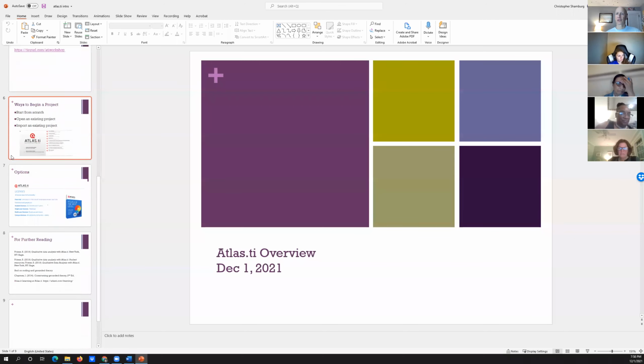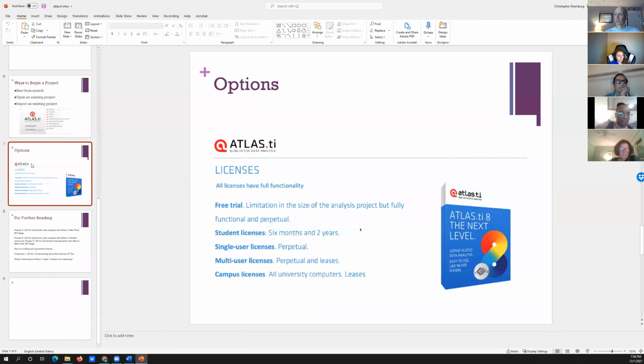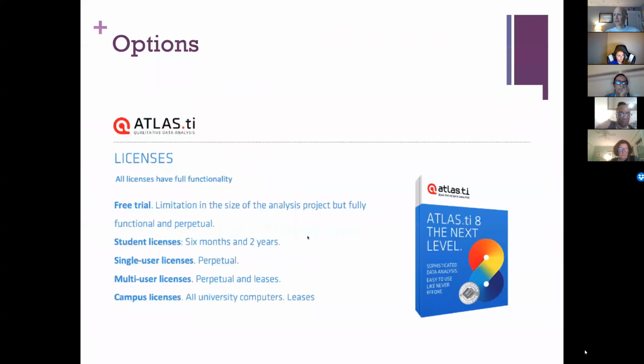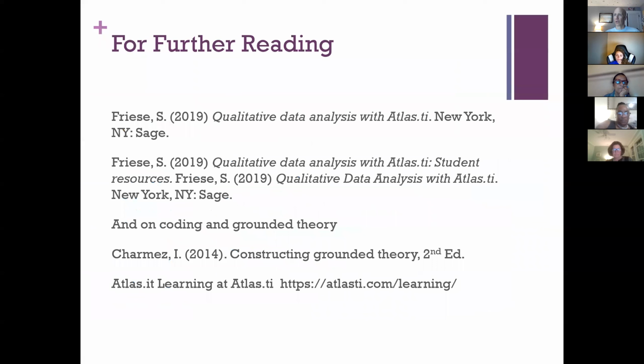A couple other things I wanted to go over. There are different ways to get a license. You can get a 6-month student license, so those of you who haven't bought it and are working on your dissertation could do that. There is also a 2-year student license if you haven't started your dissertation yet. And there's further reading.